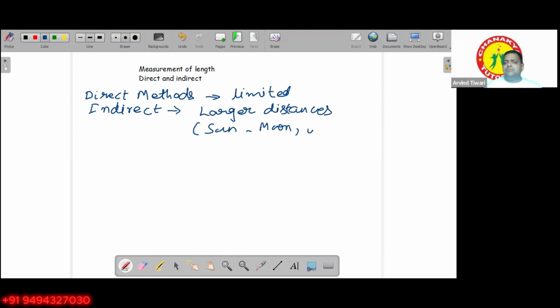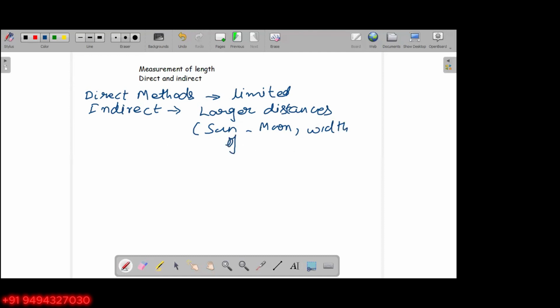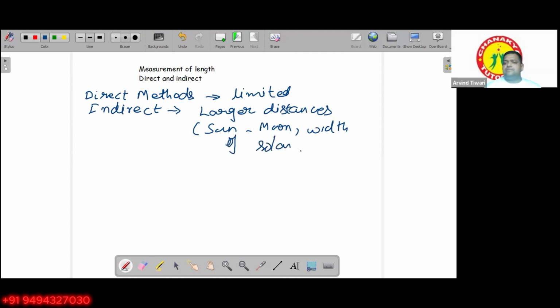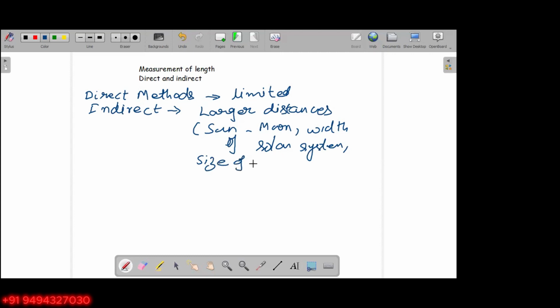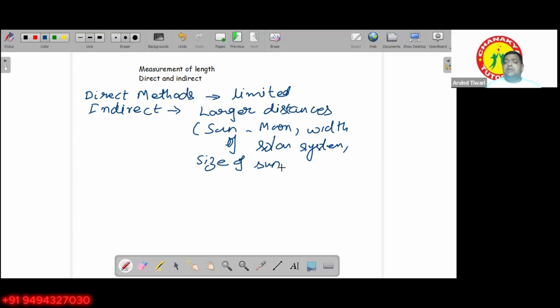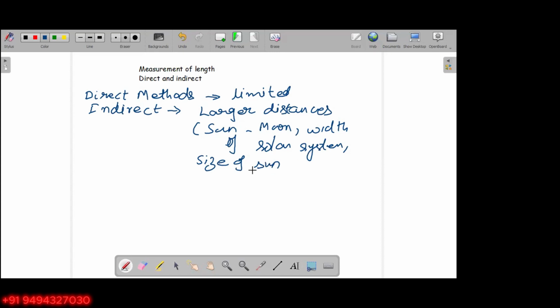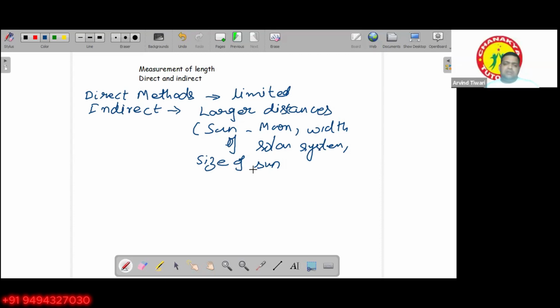width of solar system, size of sun. So these are some of the larger measurements which can be made. Distance between two stars. So for that we need to use this. We have to have some other methods of measurement. We also need them for very small measurements.